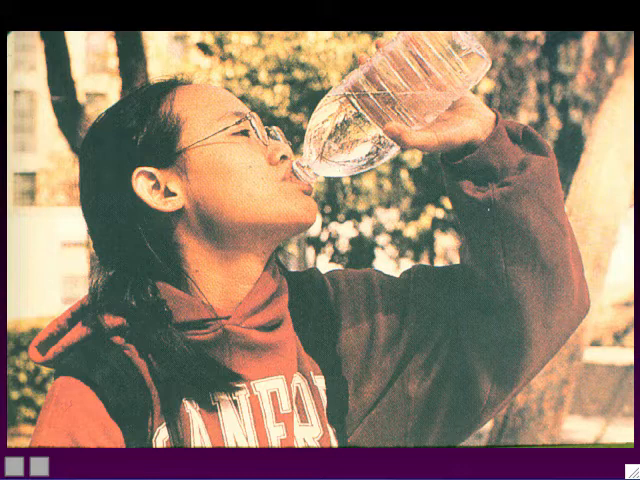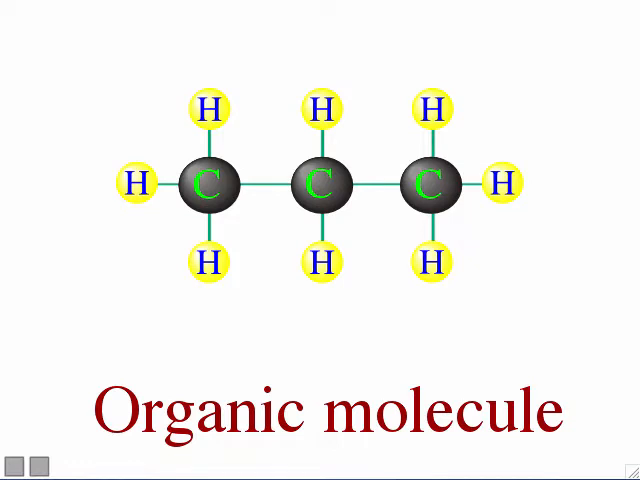Well, other than water molecules, pretty much all the other molecules in our body are what are called organic molecules. And organic molecules are molecules that have carbon atoms. So this molecule that you're seeing right here is an example of an organic molecule. If it has carbon atoms as part of its molecular structure, it is an organic molecule. And if it's an organic molecule, it has carbon atoms as part of its structure.